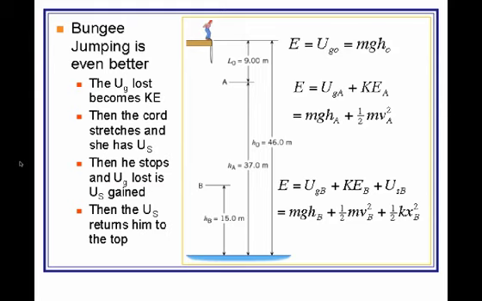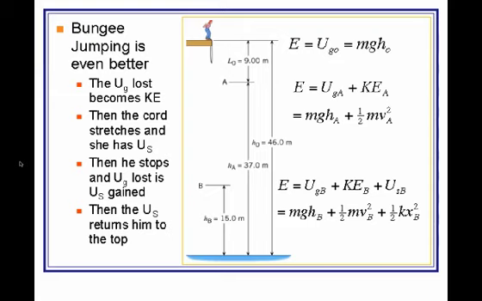Bungee jumping is pretty awesome. It's my next great adventure either way. So here we have an example of somebody bungee jumping off of either a bridge or a hotel or something like that. Their total energy is equal to their initial potential energy due to gravity. This is the initial height.